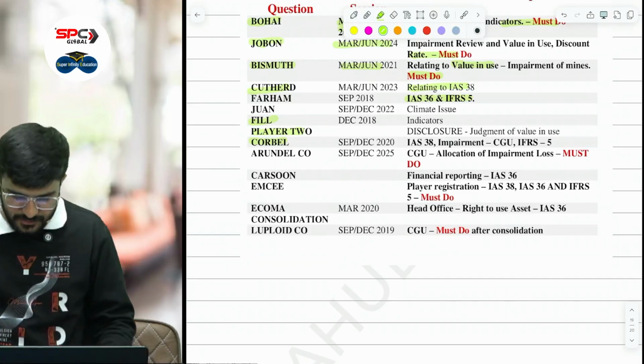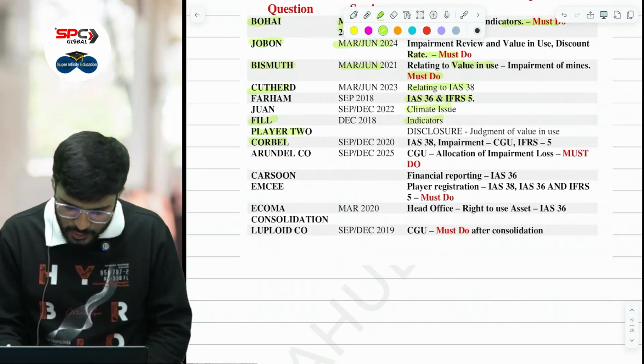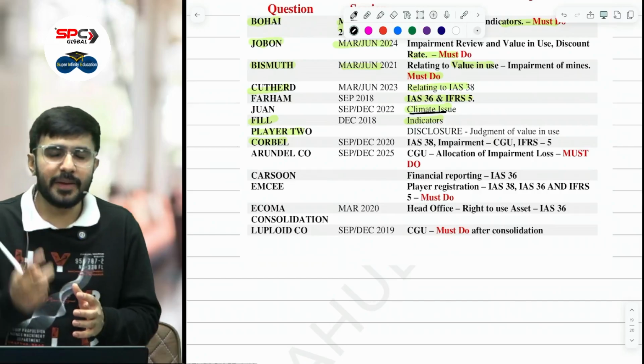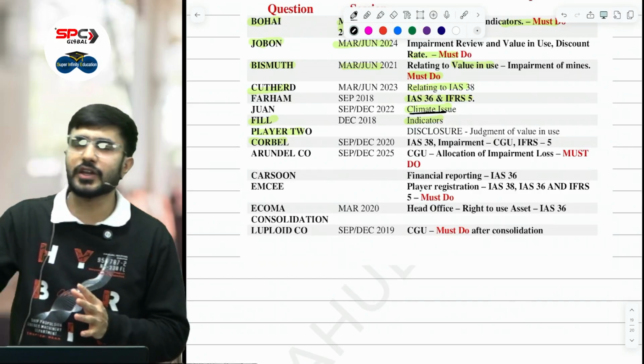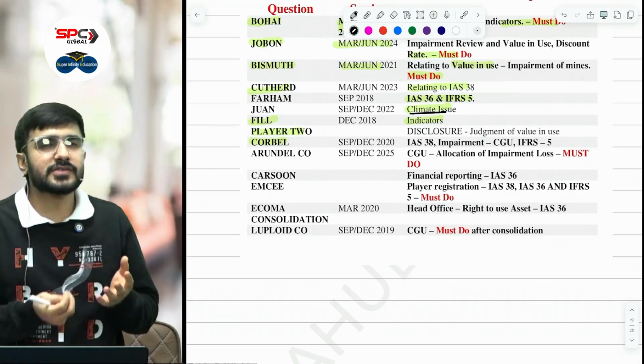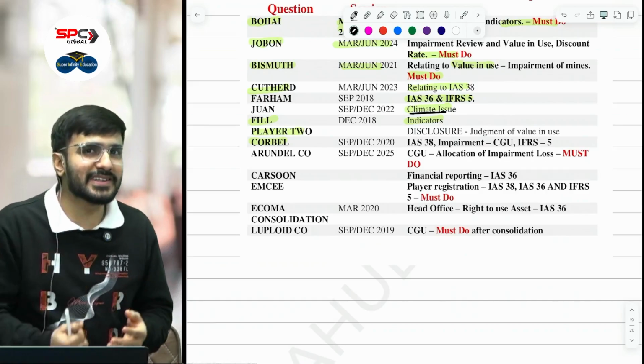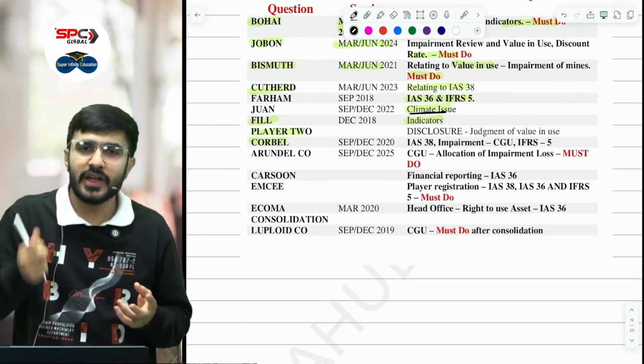All these are questions regarding indicators and climate issues. As you know everyone, with sustainability and climate issues, impairment will come into the picture. If there is a climate issue, then for non-current assets we have to see whether there are indicators of impairment, such as floods. These are all indicators.